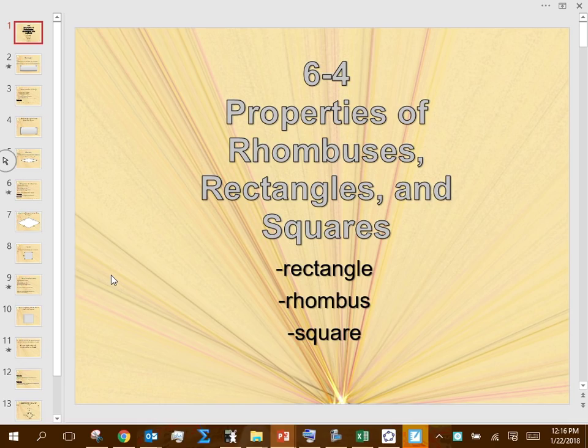So what I want you to know, every rectangle is a parallelogram, right? And every parallelogram is a quadrilateral, correct? So a rectangle is going to have all the properties that parallelograms have. All the properties that we talked about in 6.3 and 6.2. And because it's a parallelogram, it's also a quadrilateral, so it's going to have all the properties that we talked about in section 6.1 about quadrilaterals.